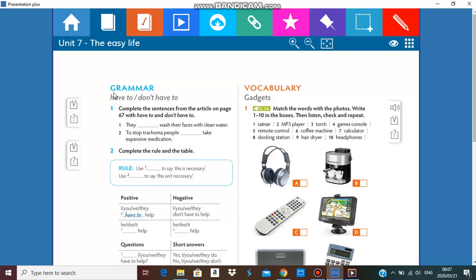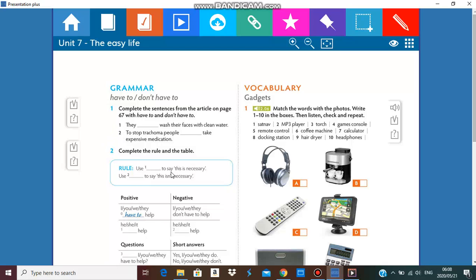And today it's grammar. We're going to look at three aspects in grammar today. First one is have to and don't have to. The second one is should and shouldn't. And the third one is mustn't and don't have to. So, what are the differences?